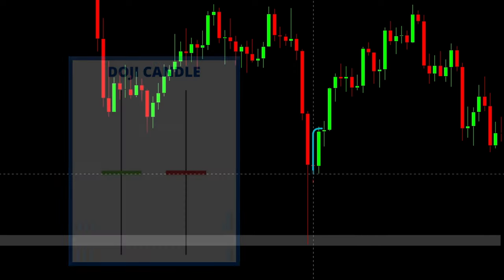Now guys, the time has come for the bullish engulfing pattern. This is one of my favorite bullish reversal patterns, meaning that this pattern right here indicates a reversal to the upside.